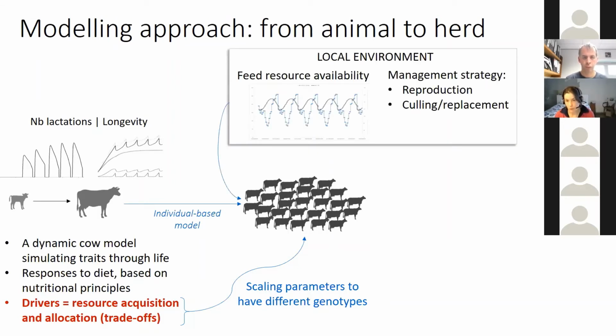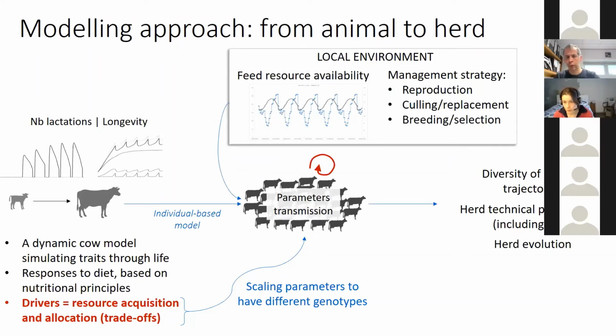Then we give the herd a local environment. So far it's the dynamics of feed resource availability, dry matter offer through time on a daily time step, and the energy content of the feed offered. We also have management strategy. So far it's reproduction, culling and replacement. Once the simulation is done, we get a diversity of lifetime trajectories within the herd, and we also get the technical performance of the herd.